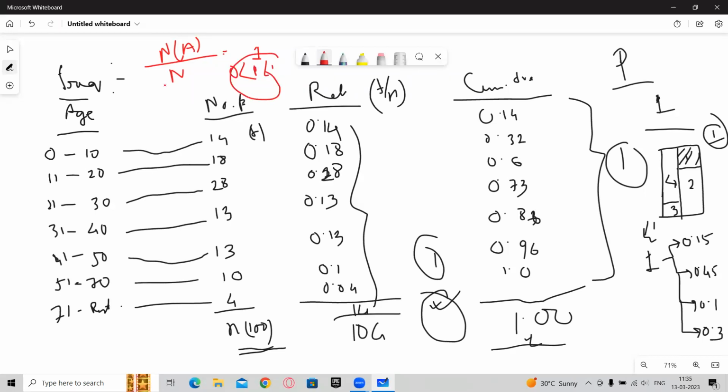We will go back to these probability values and then explain more of it. One thing, it's nothing but the relative frequency, the cumulative frequency. The rest we will discuss later.